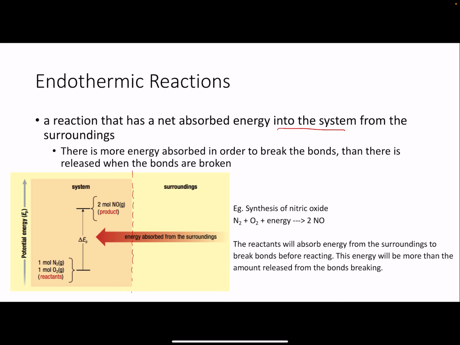So to do that, they store thermal energy from you, and it makes you feel colder, right?